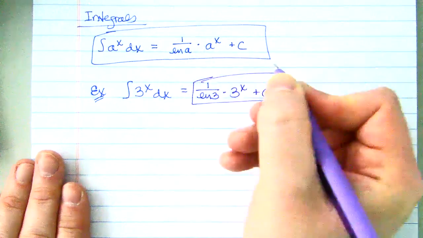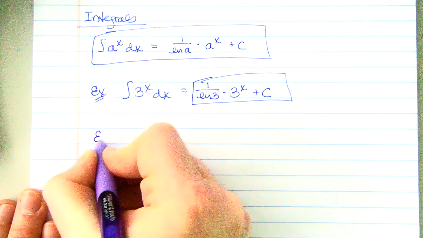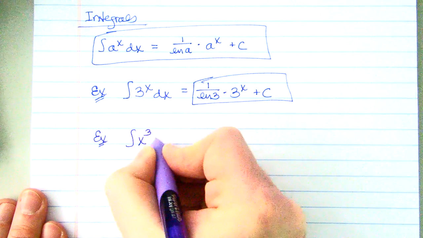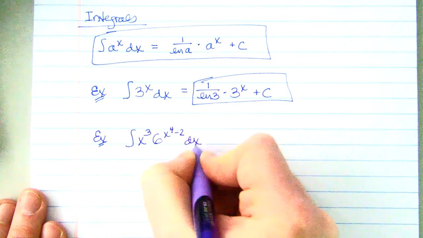One over the natural log of 3 times 3 to the x plus a constant. I'm really not thinking at all, I'm just plugging into that formula. Next, the integral of x cubed times 6x to the 4th minus 2 dx.